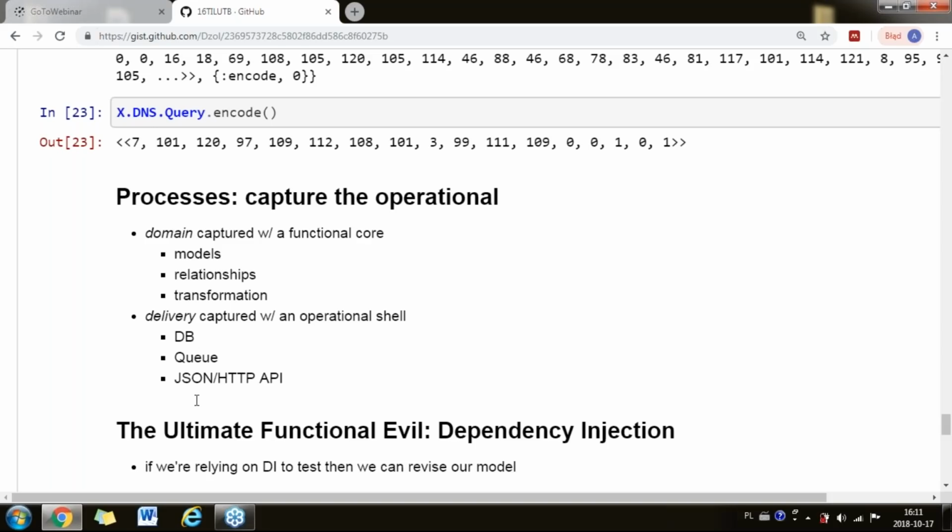For example, by persisting it to a database, because that's important, operationally speaking, sending it out to a queue to get some work done, or just responding back to your client so that they're able to use that. And so processes are there to capture the operational, right? The IO, to thread that domain through whatever operational concerns it needs to make its way through to actually deliver that value. And so I think that's what processes are there for.